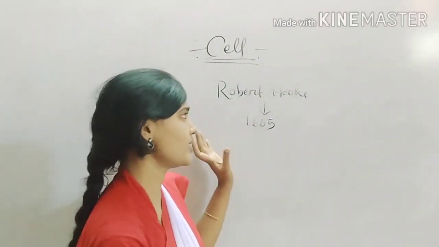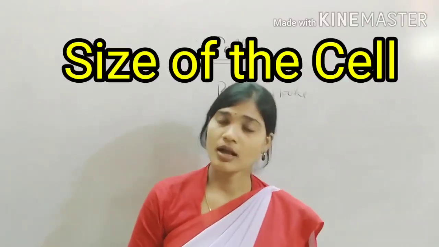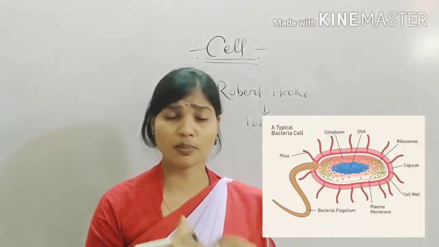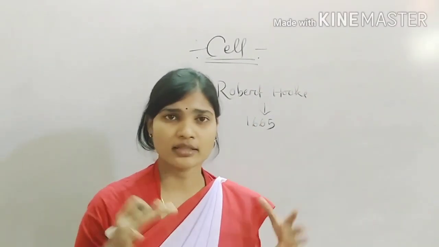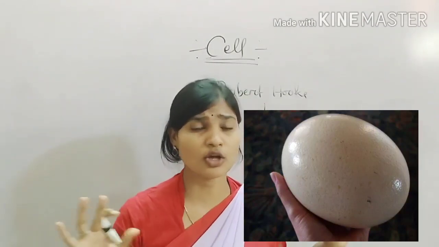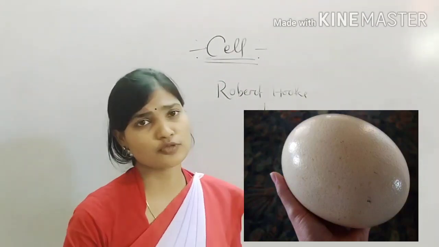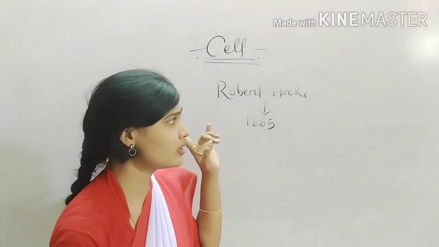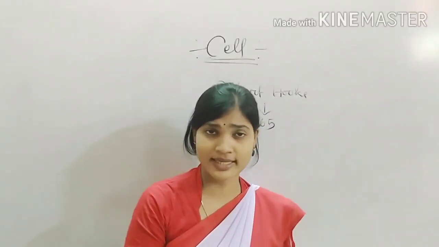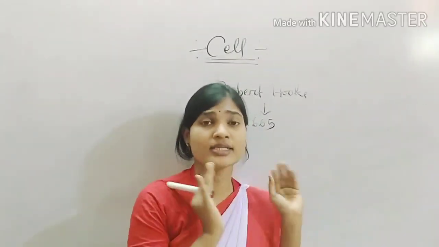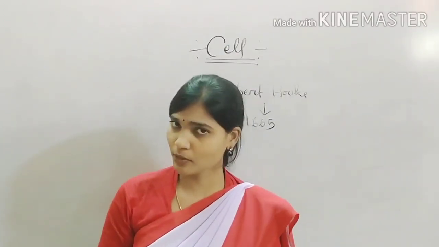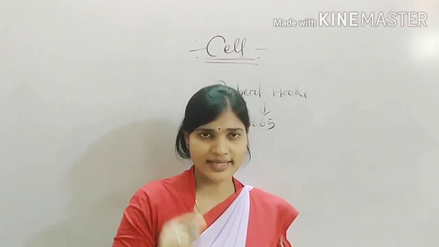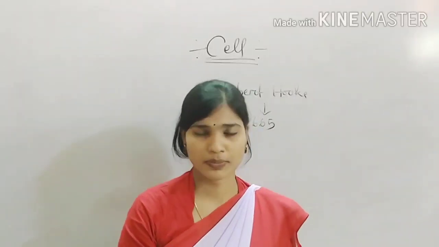Okay, after that we discussed the size of the cell. The smallest cell is the bacterial cell, and the size is 0.1 to 0.5 micrometer, and the largest cell is the egg of an ostrich, and the size is 170 to 130 mm. So here you have to remember that the smallest cell is the bacterial cell, 0.1 to 0.5 micrometer, and the largest cell is the egg of an ostrich, 170 to 130 mm. Okay.